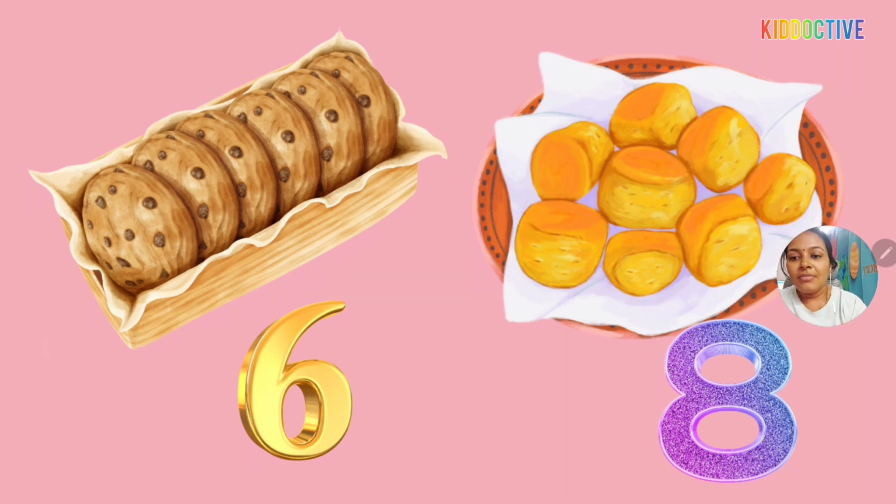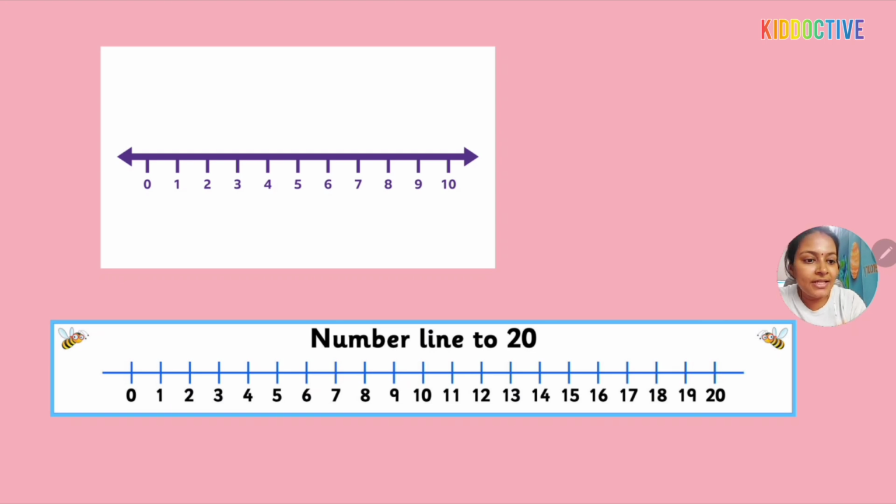The basket having how many biscuits? You are going to count 1, 2, 3, 4, 5, 6. 6 biscuits. And the second one having how many? 1, 2, 3, 4, 5, 6, 7, 8. So having buns. The first one, cookies, 6 cookies and 8 buns. Okay. Now look at the number line.